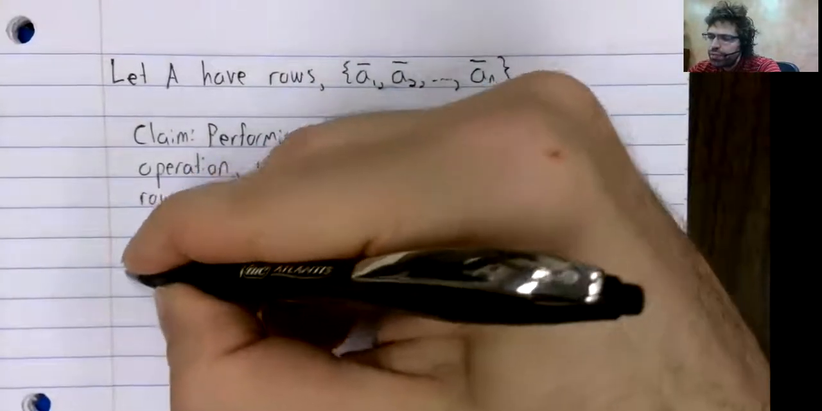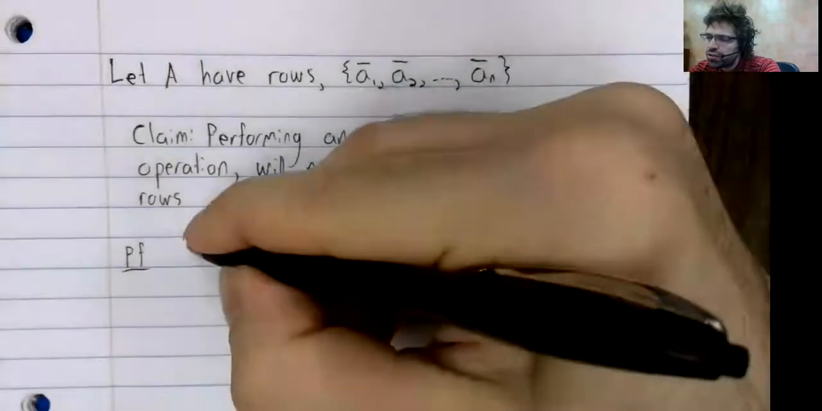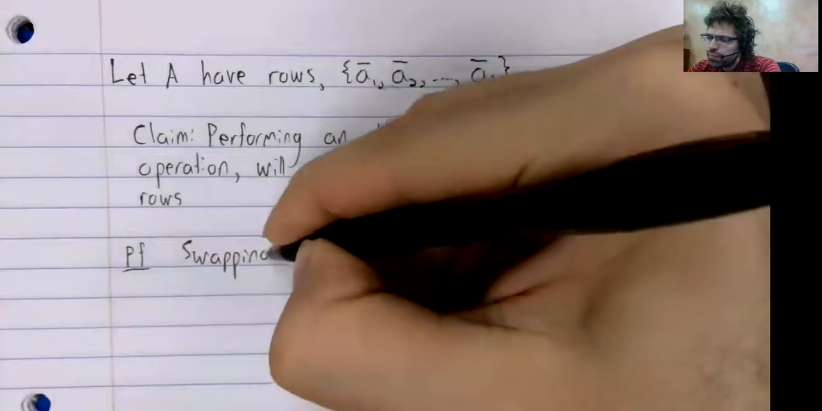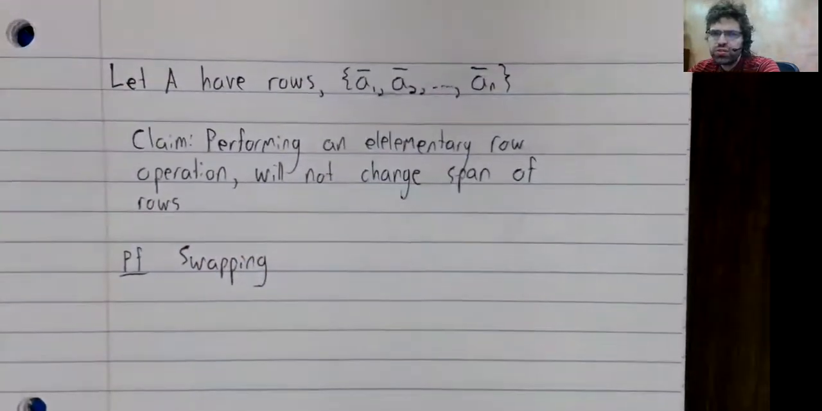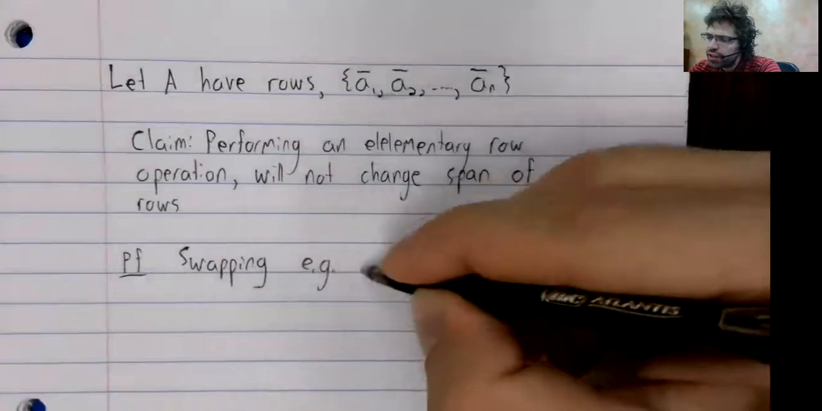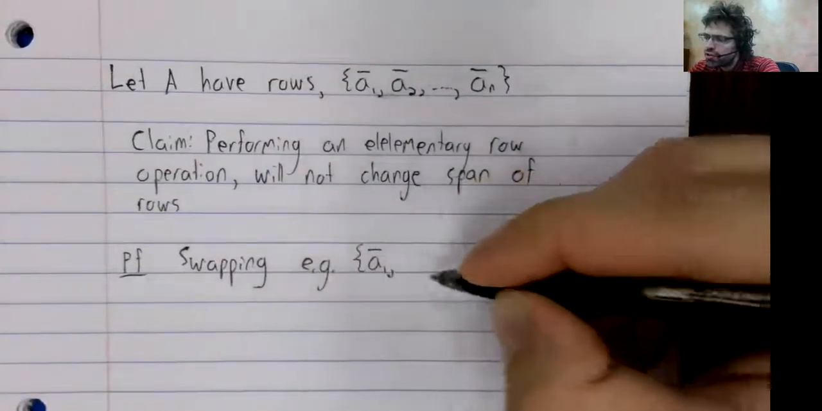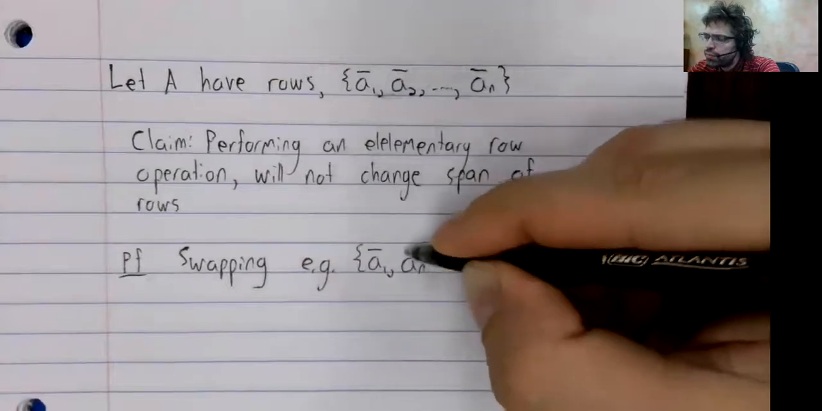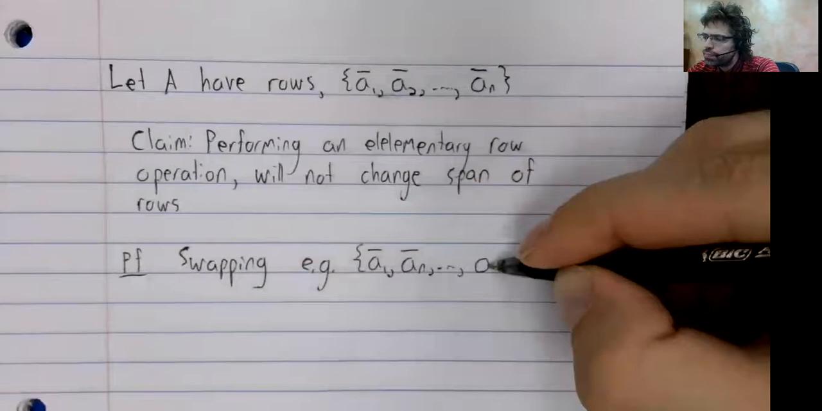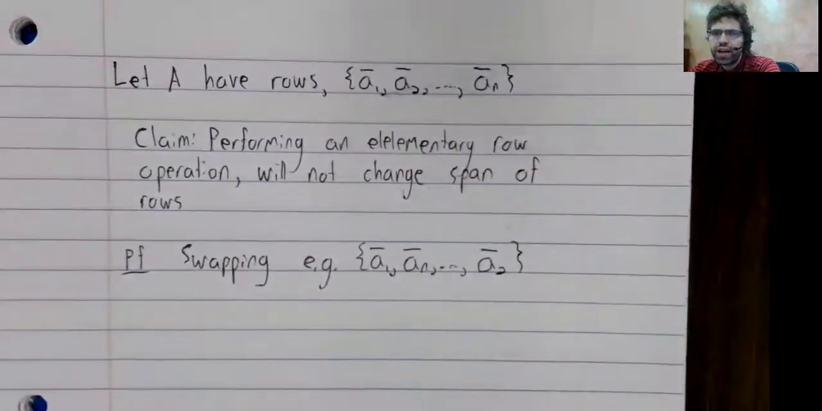Proof. Well, there are 3 row operations. The first is swapping rows. So, for example, you could take the second row and the nth row and swap them.